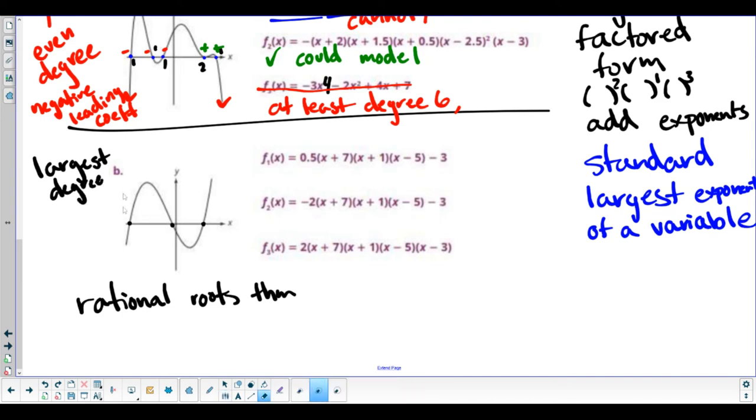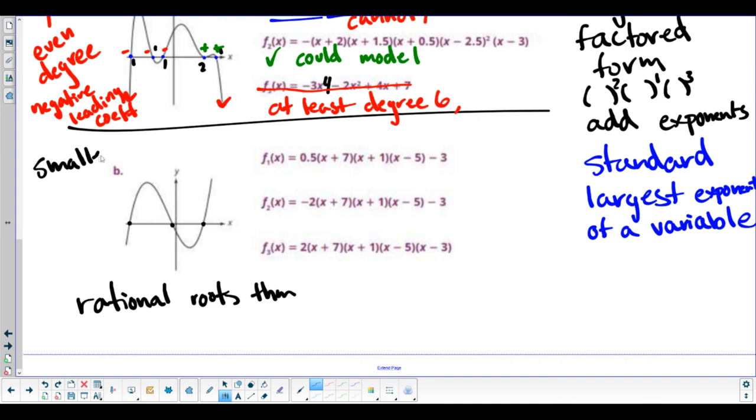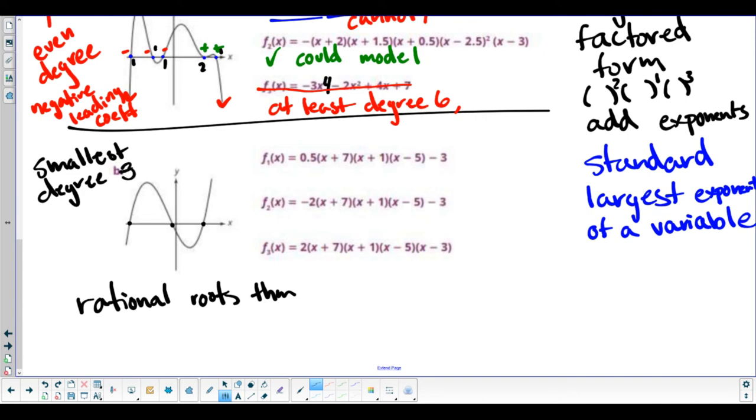No, sorry, the smallest degree that this could be is three, because these could also have a multiplicity of a large number. Anyway, the smallest degree of this is three. Which implies that it's an odd degree function, right? It's an odd degree function.